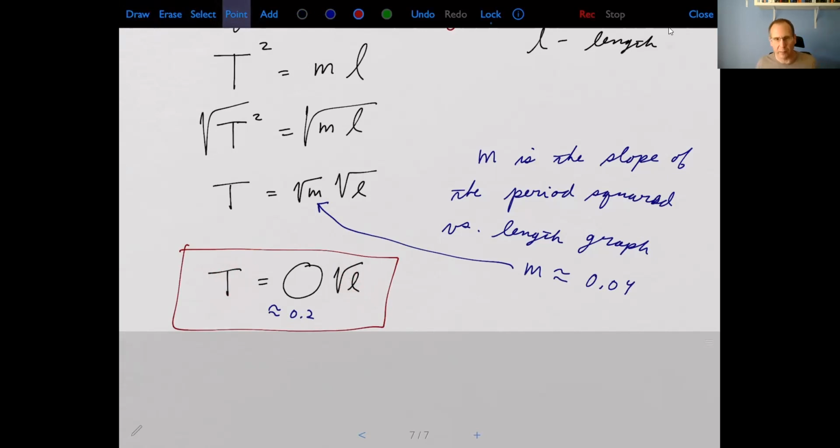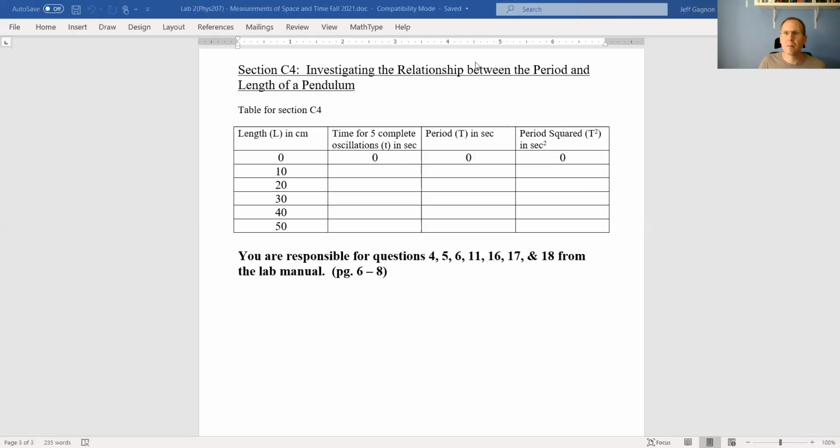And we know it's a square root function, which makes sense because when we graph period versus length, we got this nice square root function, the sideways parabola. So that's all that we wanted for question 18, was that equation. And once you have that equation, period as a function of length, then you're done for this particular lab report.